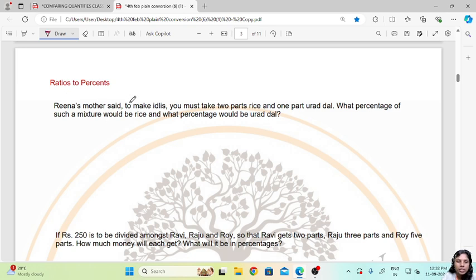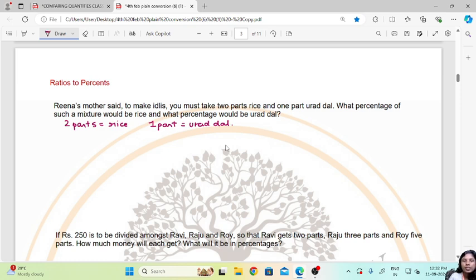Okay. Now let's look at conversions of ratios to percentage. So Reena's mother said to make idlis, you must take 2 parts of rice and 1 part of urad dal. What percentage of such a mixture would be rice and what percentage would be urad dal? Now here they have given us the ratio. Okay. So we have to find the percentage from the given ratio. So now first step in this is that what we are saying, 2 parts is rice, okay, and 1 part is urad dal.